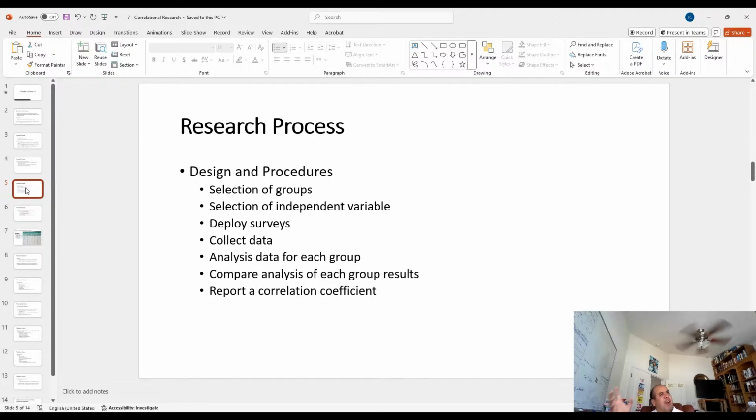The design. How do you design a correlational study? What are the procedures? First of all, you've got to select the groups. Let's stick to my example. Well, maybe the gang member example isn't good because maybe there aren't that many gang members in the school. But let's say kids that are in the chess club. Okay, maybe in my school, there's a lot of kids in the chess club.